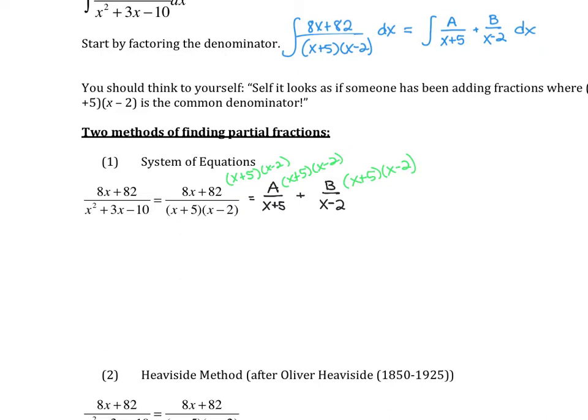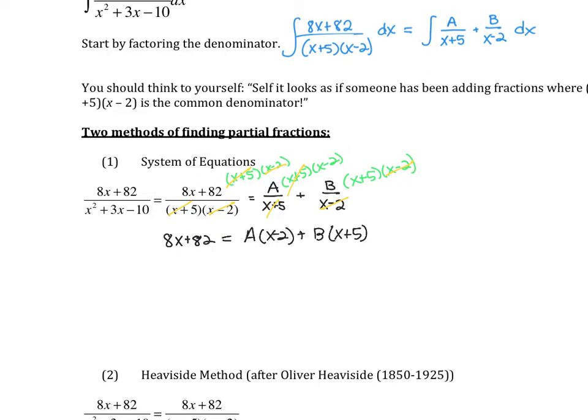Now my reason in doing this is so that I can rewrite this as 8x plus 82, and I know that the denominators here cancel out. Then it's going to equal a times, well, my x plus 5s will cancel out, so I will have a times x minus 2. And then in the next term, I'm going to have b times, well, my x minus 2s cancel out here, so I'm going to have b times x plus 5.